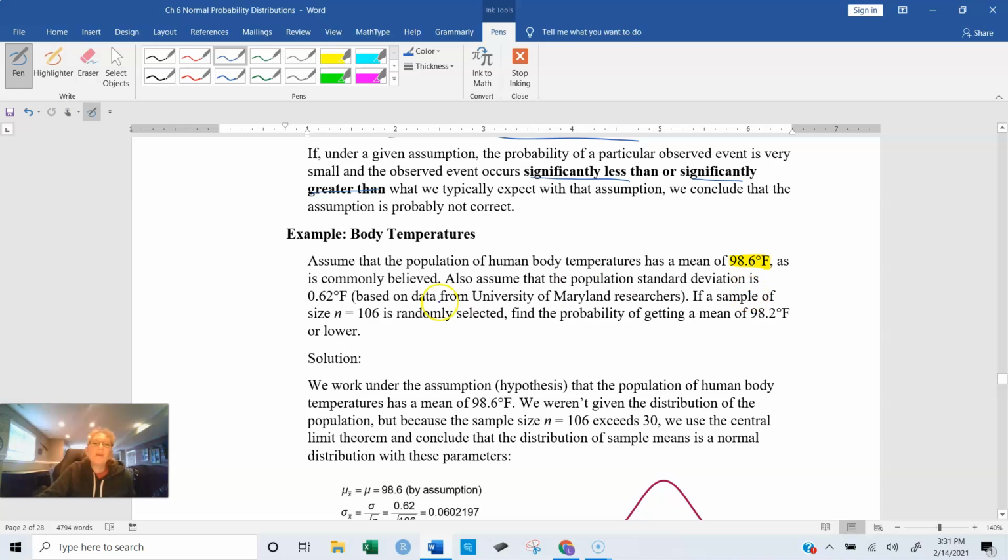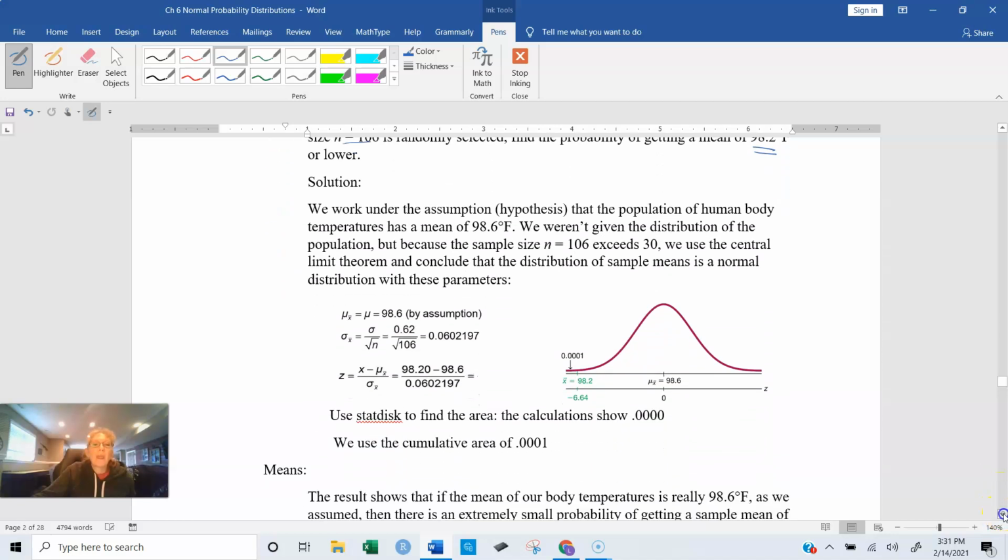Assume the population standard deviation is 0.62. So my standard deviation is 0.62. That's what they said from Maryland. They did a research. Now, a sample of 106 people, randomly selected, find the probability of getting a mean of 98.2 or lower is what we're looking for. So I know my population mean is 98.6. My standard deviation is 0.62 divided by the square root of 106, which is 0.0602197.